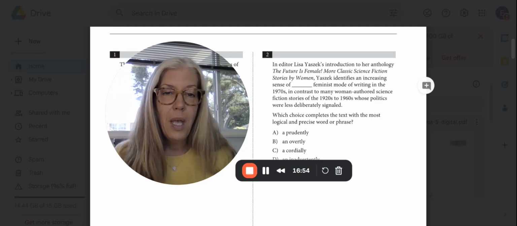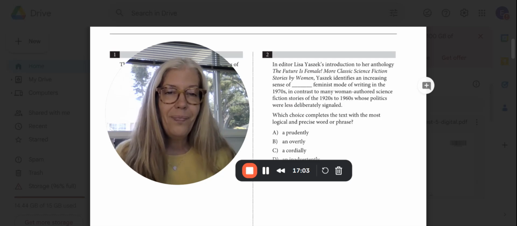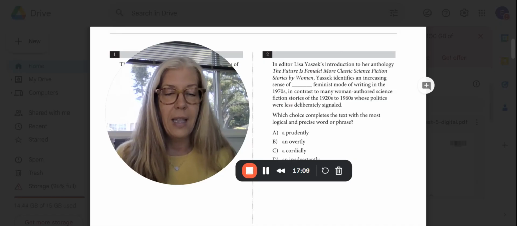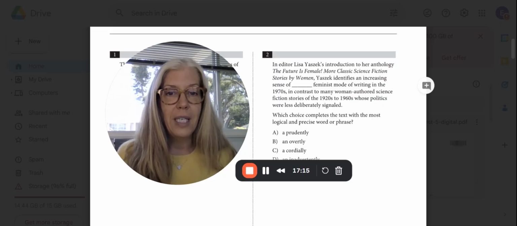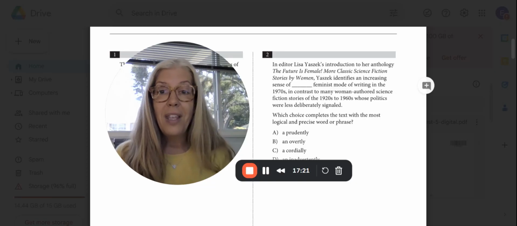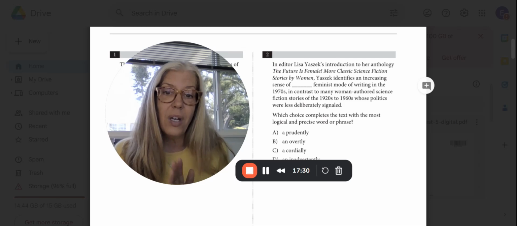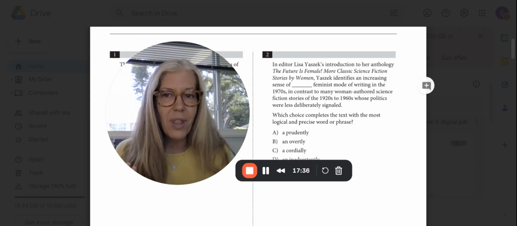Okay, so number 2. In editor Lisa Yaszek's introduction to her anthology, The Future Is Female, More Classic Science Fiction Stories by Women, Yaszek identifies an increasing sense of some sort of feminist mode of writing in the 1970s. In contrast, see the shift, to many women-authored science fiction stories in the 1920s and 60s whose politics were less deliberately signaled. If you didn't notice that there was a shift in there the first time you read it, I want you to start looking for shifts now. The rest of this test now on the reading section is all about the shift. The answer is going to come from wherever you see where that shift is.